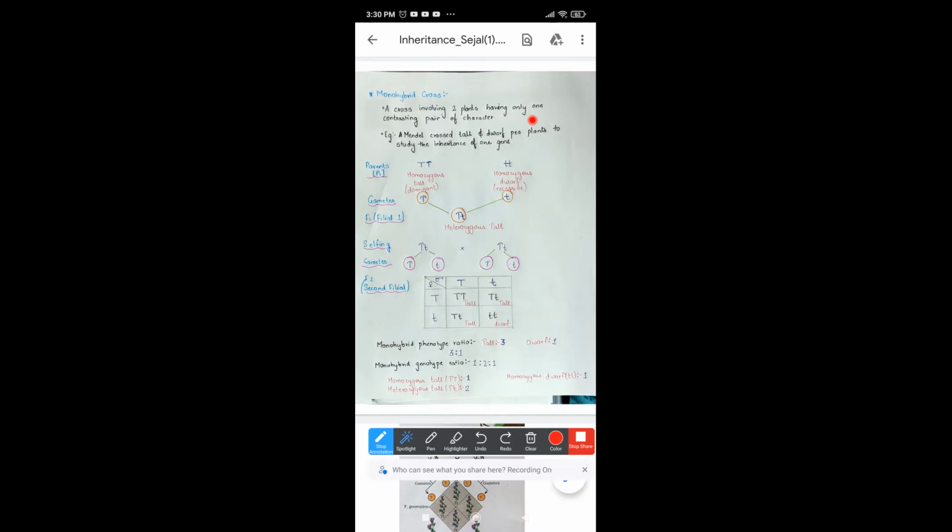Example, we will see how we conduct the monohybrid cross. Mendel crossed tall and dwarf pea plants to study the inheritance of one gene. So we'll study the steps of how to conduct a monohybrid cross. Mendel first took a homozygous tall dominant pea plant and a homozygous dwarf, which is recessive. The homozygous tall will have two capital T's, and the homozygous recessive will have two small t's. The gametes of the tall plant are T and T.